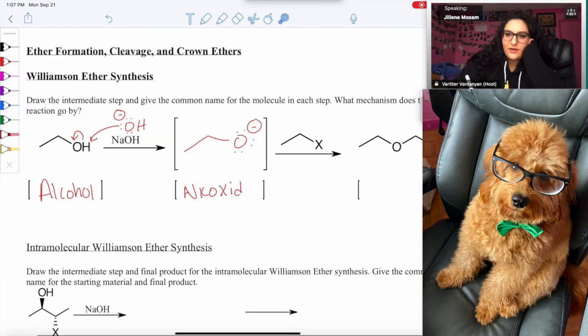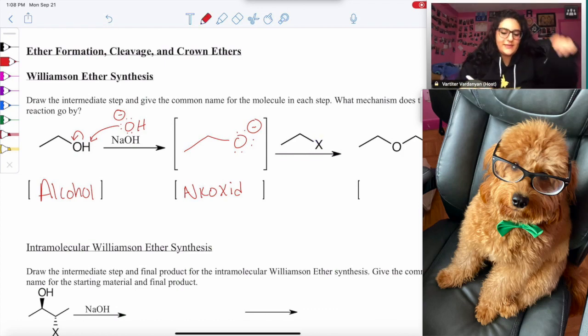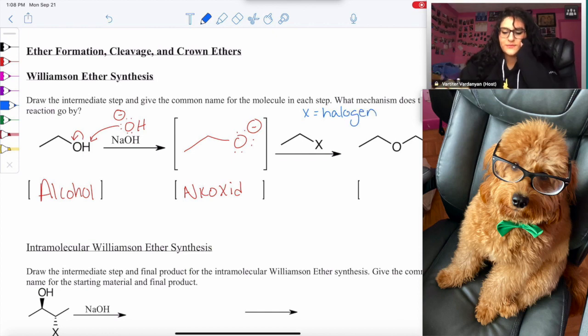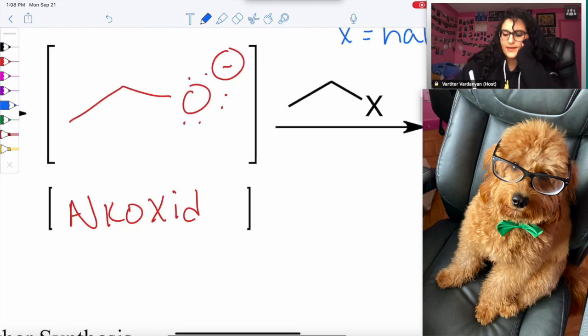Now here we have a carbon chain with an X group. Someone tell me what X stands for. Halogen. Awesome. And then if you have your mic on, pretty please turn it off because I'm getting distracted. So we can have bromine, chlorine, iodine, any of those things. So this is going to be called an alkyl for the alkane. It is an alkyl halide.